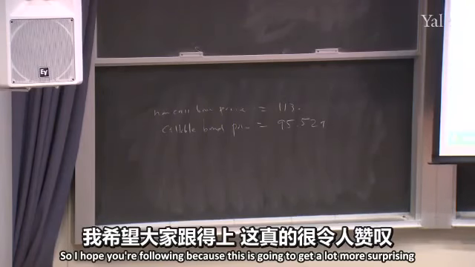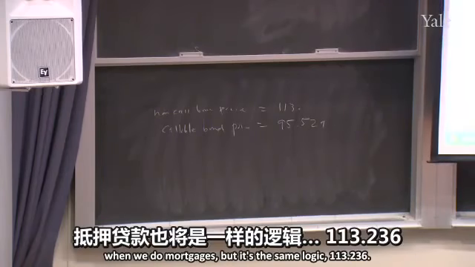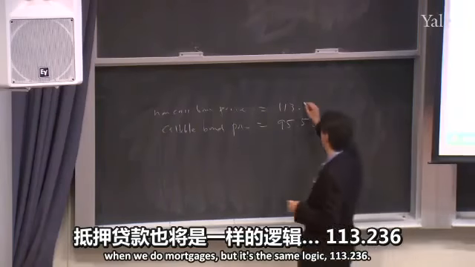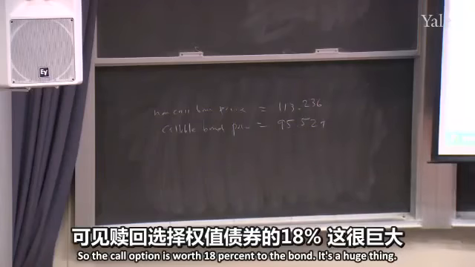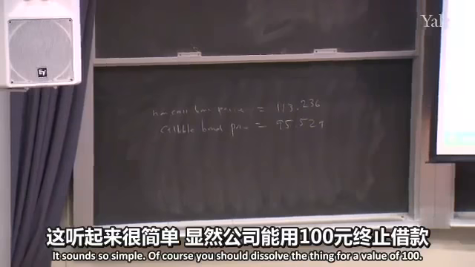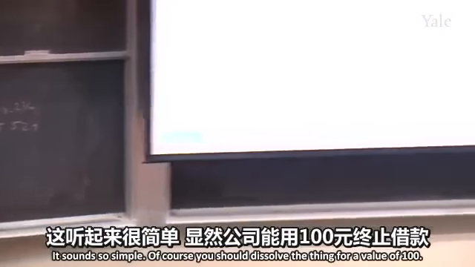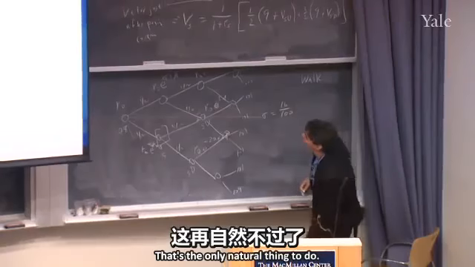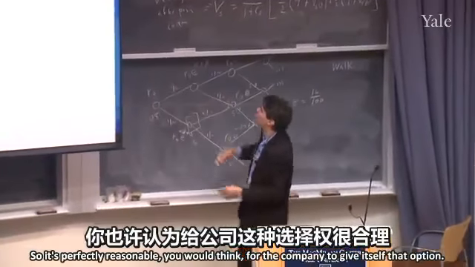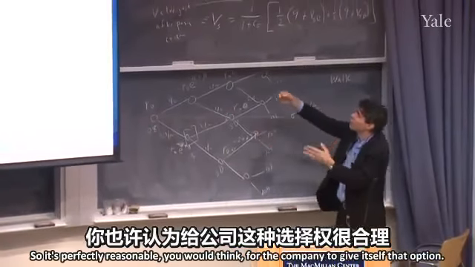Okay, so I hope you're following, because it's going to get a lot more surprising when we do mortgages, but it's the same logic: 113.236. So the call option is worth 18% of the bond. It's a huge thing. It sounds so simple. Of course you should dissolve the thing for a value of 100. That's the only natural thing to do. So it's perfectly reasonable, you would think, for the company to give itself that option.